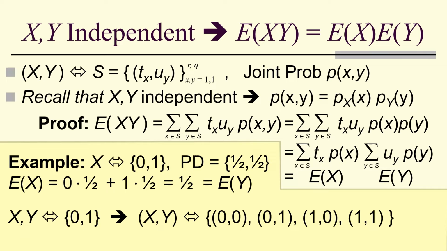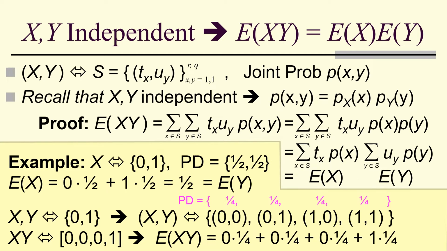But the pair x comma y would be associated with this space, 0, 0, 0, 1, 1, 0, 1, 1, and each would have a probability of a fourth. So x times y would be 0, 0, 0, and 1, and the expected value of xy would be 1/4, which is the product of the expected value of x and the expected value of y.